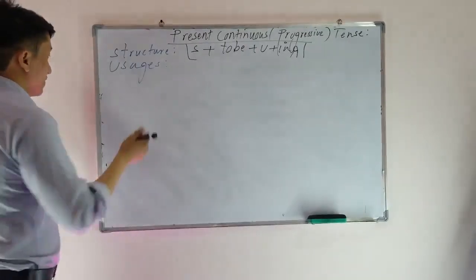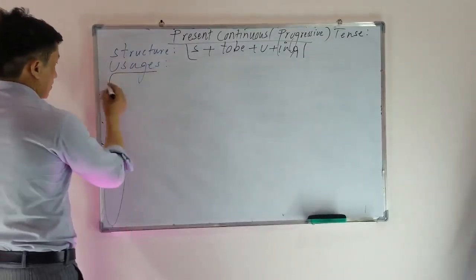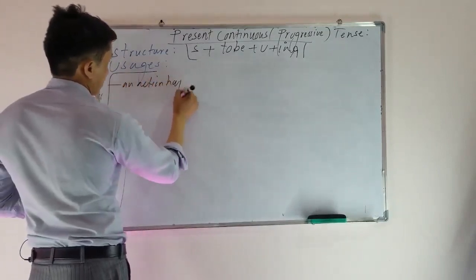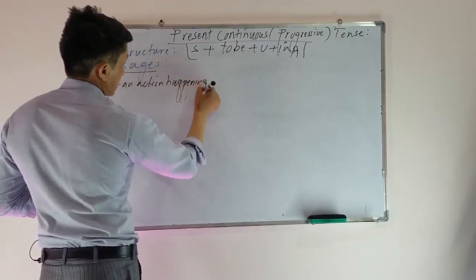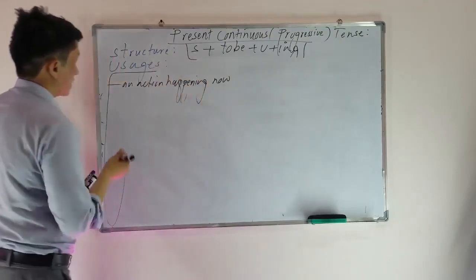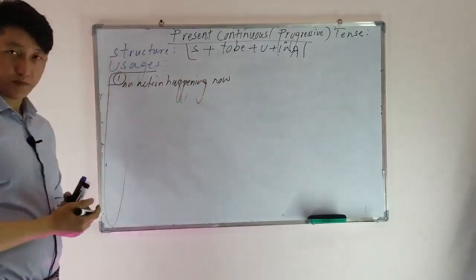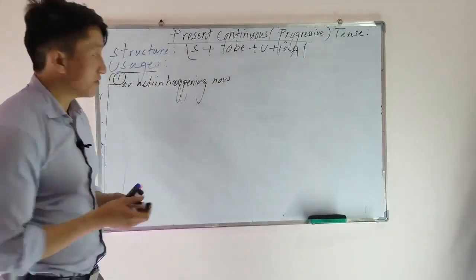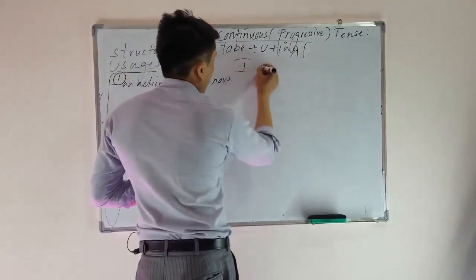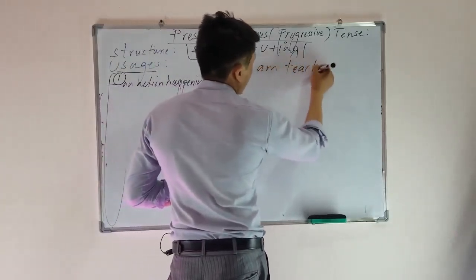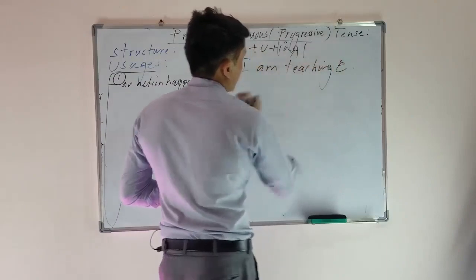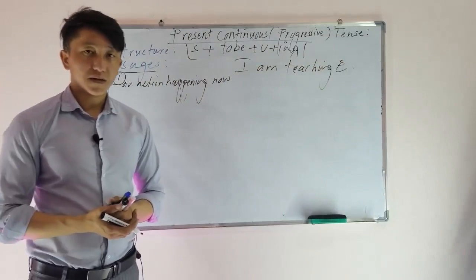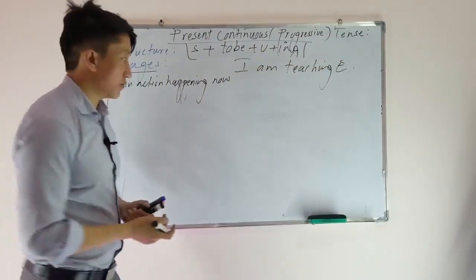Now, first of all, present continuous tense is used to talk about an action happening now. It talks about an action just happening now, usage number 1. It talks about an action that is happening at the moment of speaking. For example, I am teaching English right now. So right now here, this is present continuous tense. If I say I am teaching English, this is the action that is happening now.